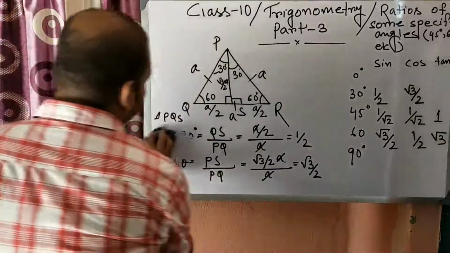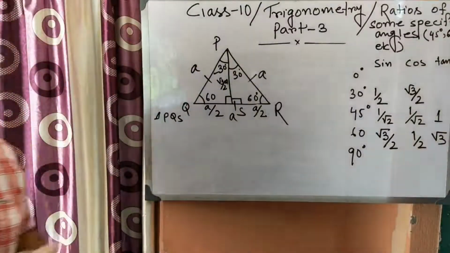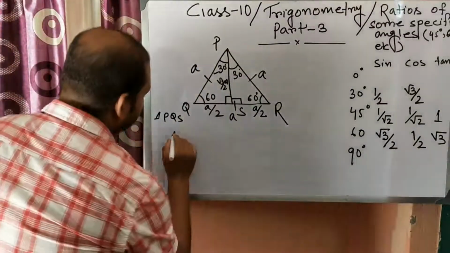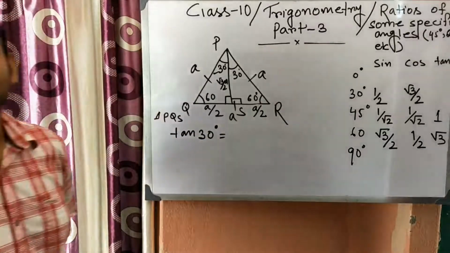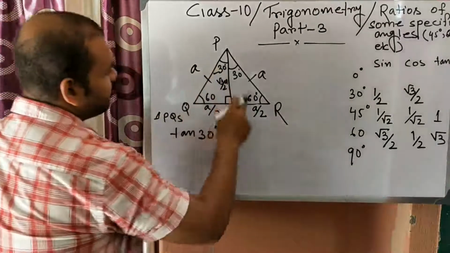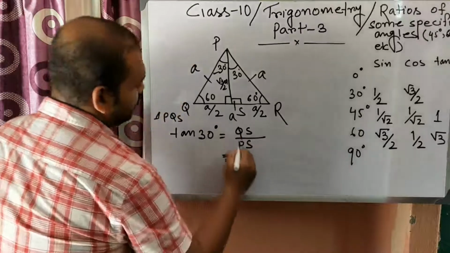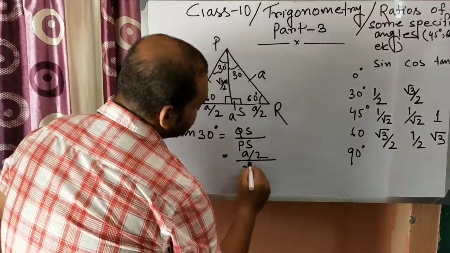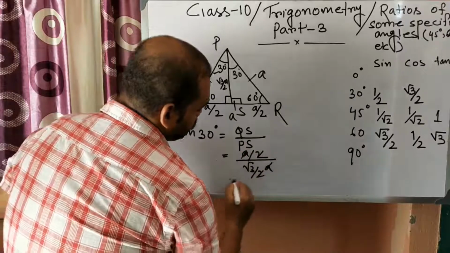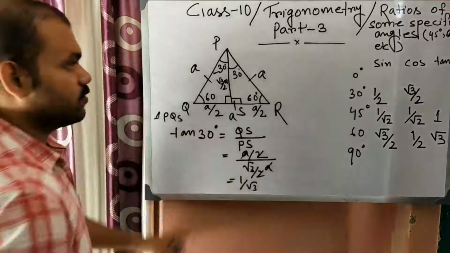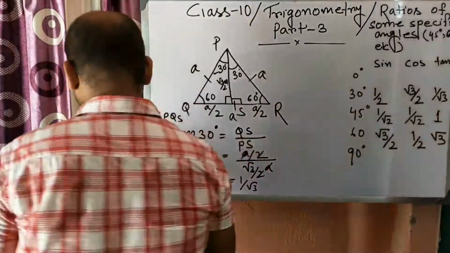And let us find the value of tan 30. So how to find out the value of tan 30? It is very easy, because tan 30 degree means perpendicular by base, that is QS by PS. Now what is the value of QS? a by 2, and PS is root 3 by 2a. So a cancels out, 2 cancels out, and you will get 1 by root 3. So you can now put 1 by root 3 here. Okay. Next.